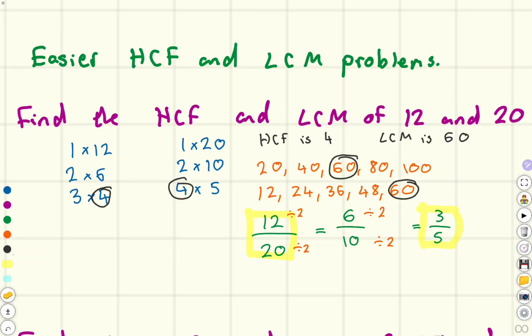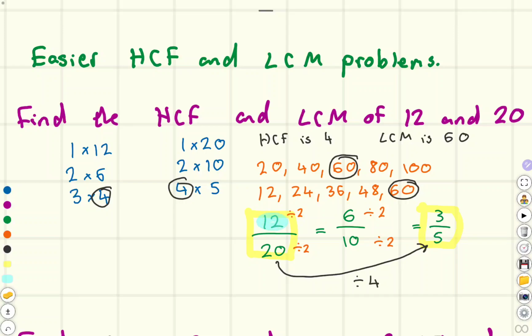They are equivalent fractions, and if I want to find the HCF, I just say, what did I do to 20 to get to 5? What did I divide by? And I divided by 4. So to go from the original fraction to its simplified form, I divided by 4, so therefore that is the HCF.